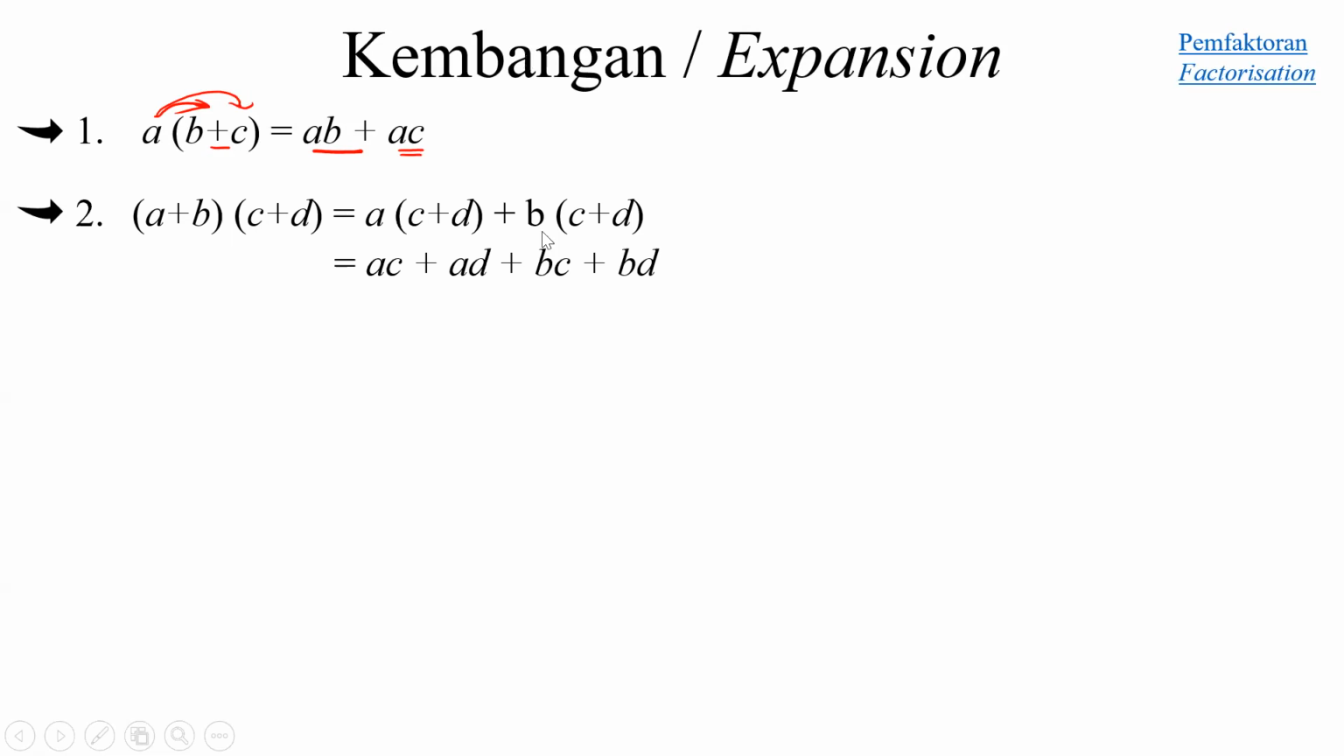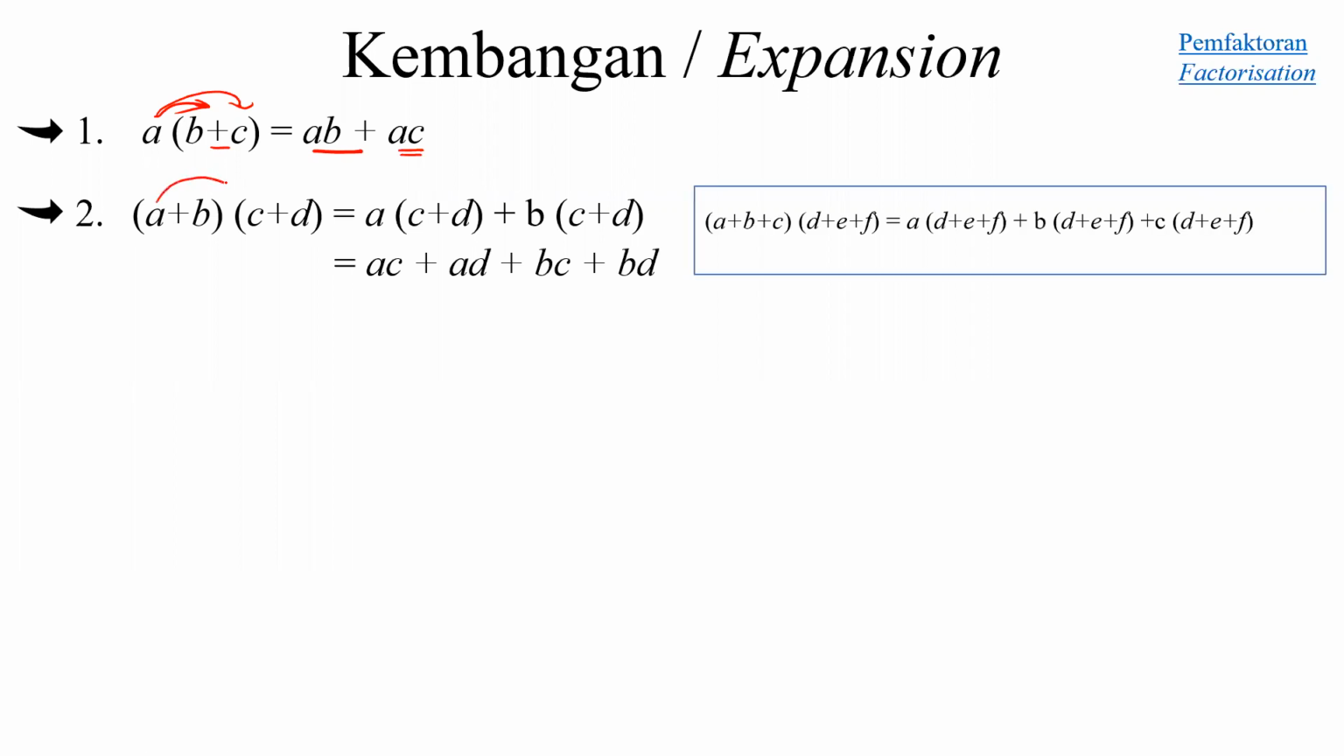All right, so using a similar technique like the first one, we take the first term and multiply it with the second bracket. So we write like this, A times C plus D. Next, we take the second term and multiply it with the second bracket. So we write like this. Isn't it this will be in the same format as number one? So we just multiply as what we have done in the first type of questions.